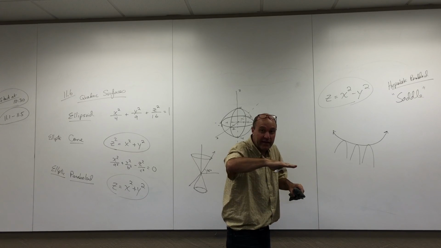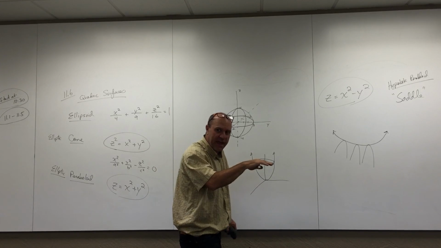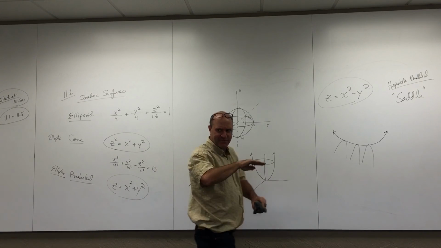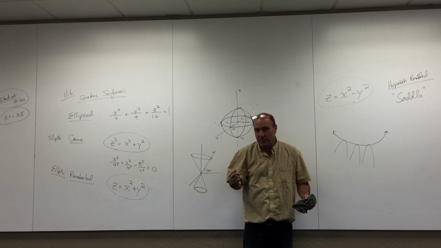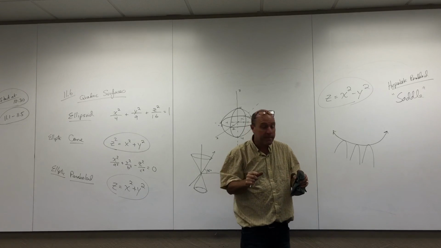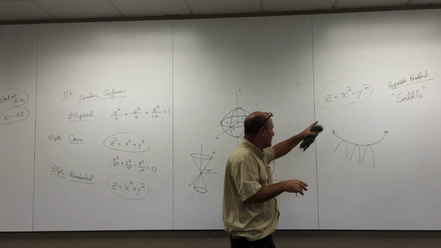It's kind of a level place, but it's not really a max or a min. You can look at it one way and maybe think of it as a max, but if you look at it the other way, it looks like a min. It's sort of neither a max nor a min. It's a saddle point. So these are interesting surfaces.